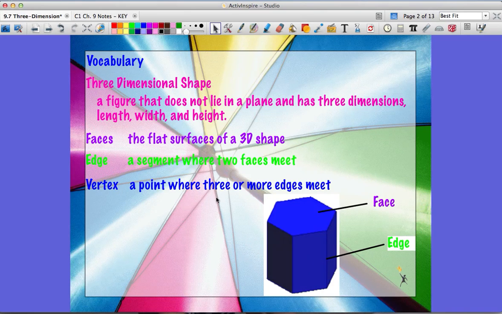A vertex is a point where three or more edges meet. So we talked about vertex when we talked about angles, but in an angle there's only two rays that meet, and in this one there are three edges that meet. So any of your corners are going to be your vertices. If you need to, make sure to pause so you get everything written down and all your examples drawn.